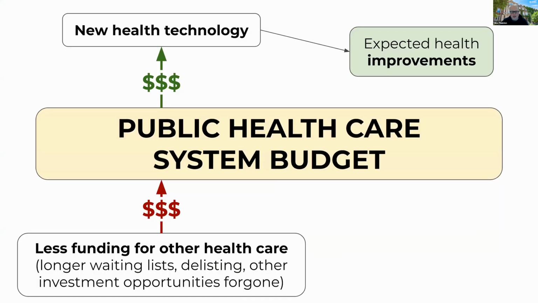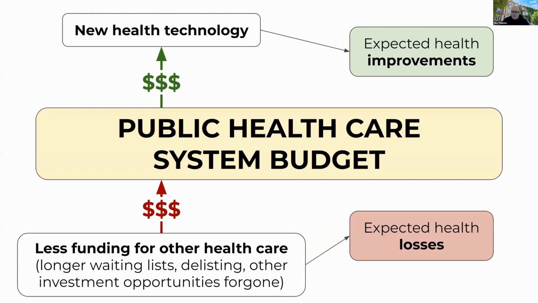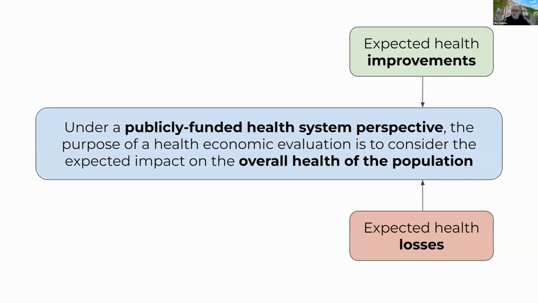So coming back to this diagram here, because of the less funding that we have for these other healthcare programs, there are expected health losses. When we pay for this technology, we are diverting dollars from other effective uses of those dollars. And so not only do we get the expected health improvements, which is the good thing, we have the expected health losses, which is the negative thing, arising from the incremental costs of the new technology. And under a publicly funded healthcare system perspective, the purpose of a health economic evaluation is to consider the expected impact on the overall health of the population. How do those expected health improvements compare to the expected health losses?